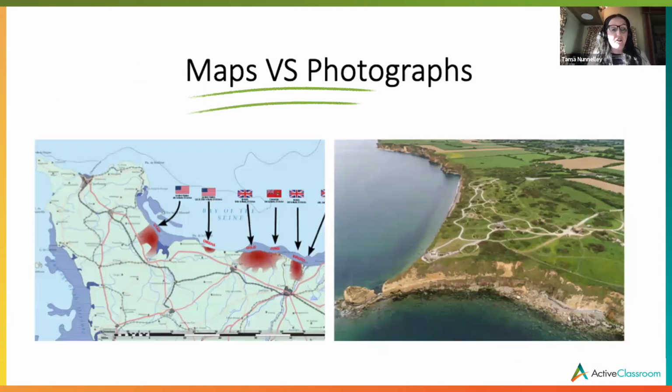Maps and photographs. I love to have them compare a map with a photograph, and sometimes the photographs are current and sometimes they're not. But to me, it really pulls them in because they can actually see that the location is real, that the event that happened was real. So to me, it's another part of storytelling.